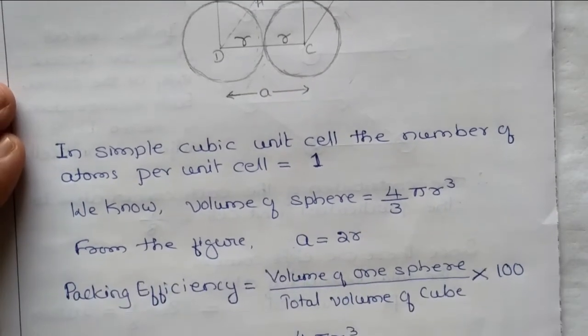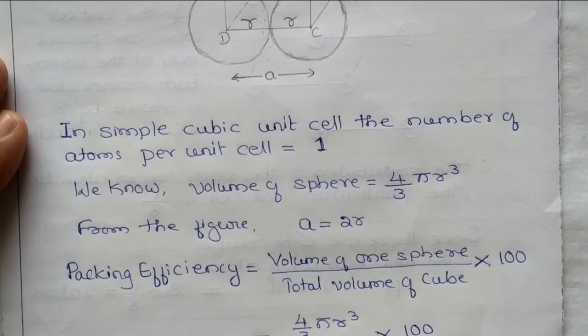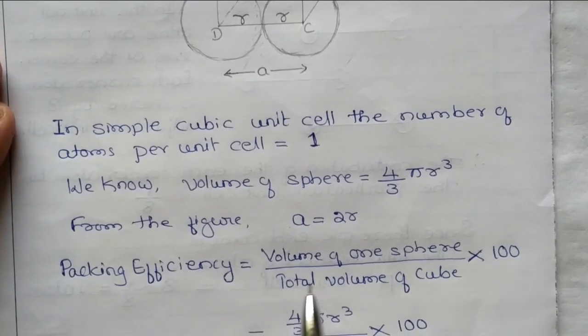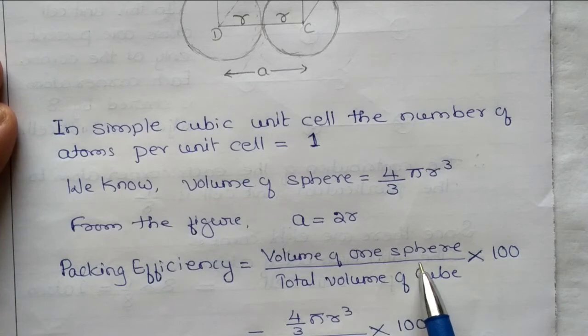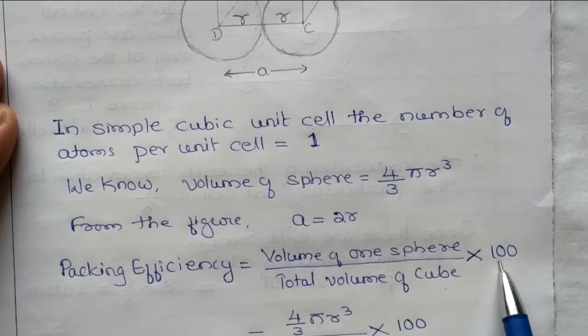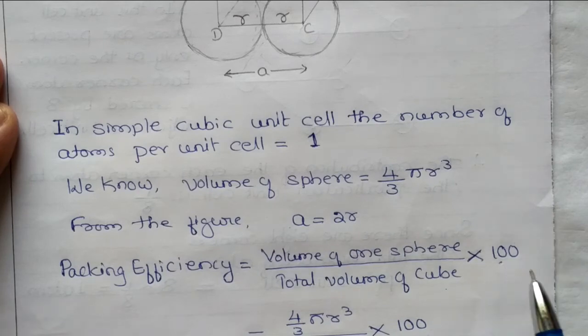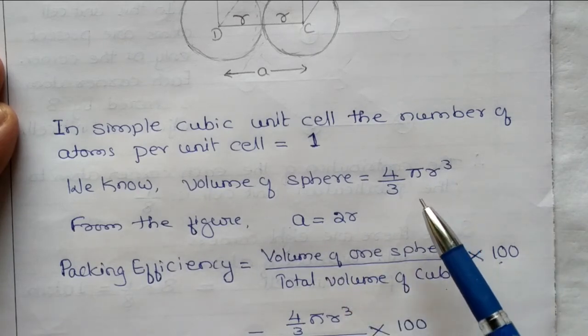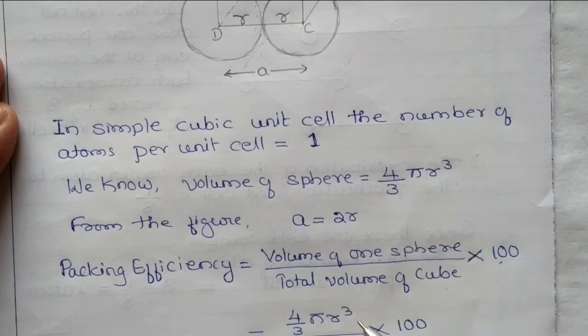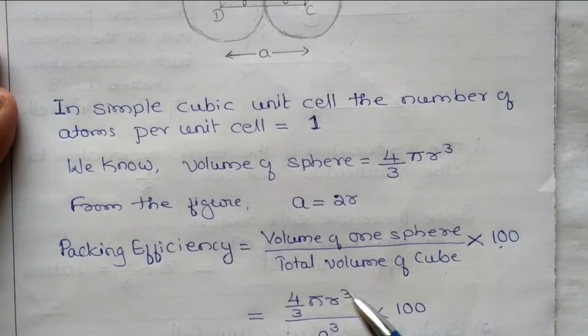So next is packing efficiency. Packing efficiency equal to what? Volume of one sphere, for this simple cube unit, divided by the total volume of the cube into 100. So the volume of one sphere is how much? 4 by 3 pi r cube.